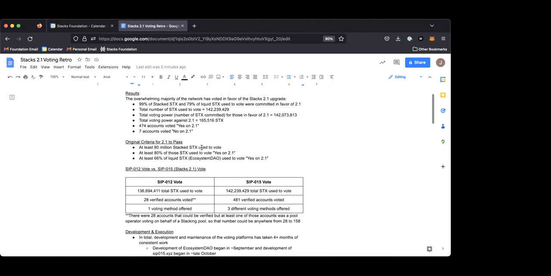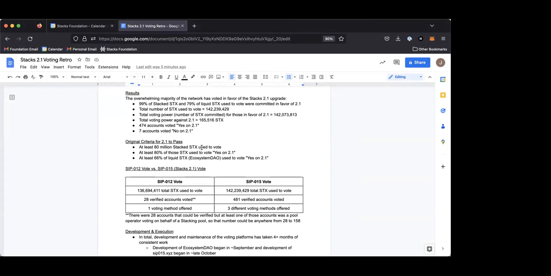All right, so going to our results. The overwhelming majority of the network has voted in favor of the 2.1 upgrade. 99% of stacked stacks and 79% of liquid stacks used to vote were committed in favor of the 2.1 upgrade. 142.2 million stacks were used in total. So that's the total voting power. And that's a bit of a jump from the last vote, SIP 12, which we'll look at later. Total voting power for those in favor of 2.1, just under 142.2 million.